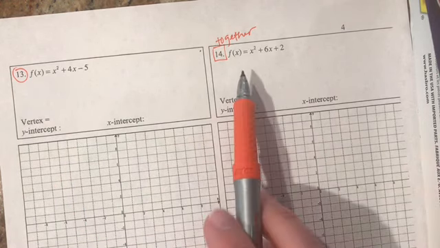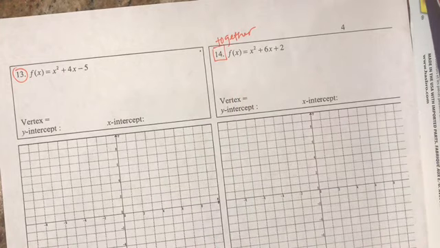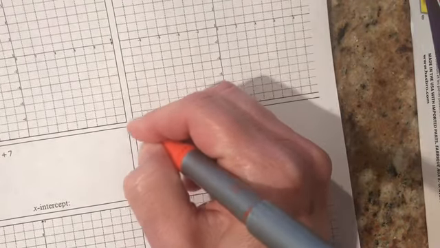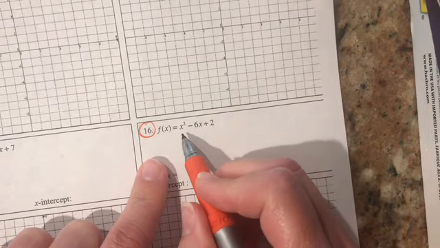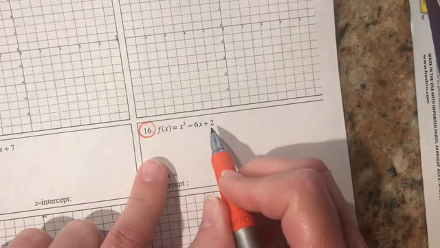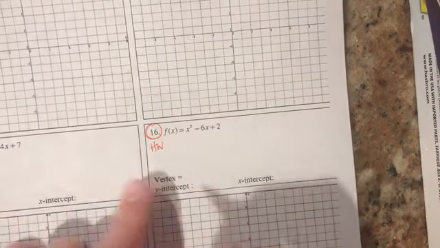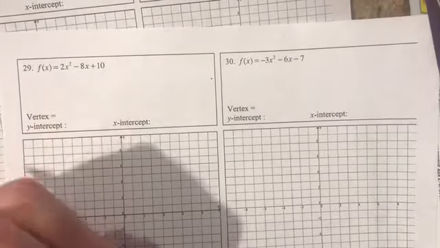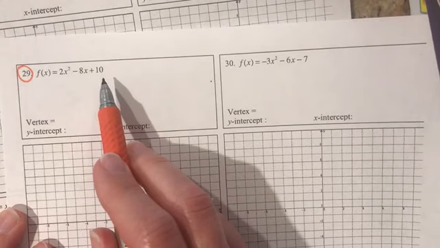That's one of your homeworks. We're going to do this together. I think it'd be good to practice that with me right now: x squared plus 6x plus 2. And then let's also do number 16 as your homework. That says x squared minus 6x plus 2. Let's write that down, please. And how about number 29? 2x squared minus 8x plus 10, and 30.